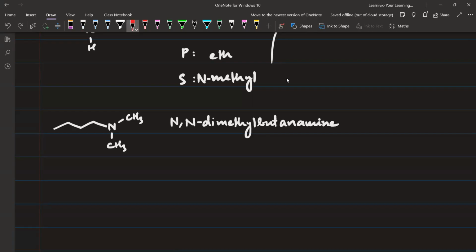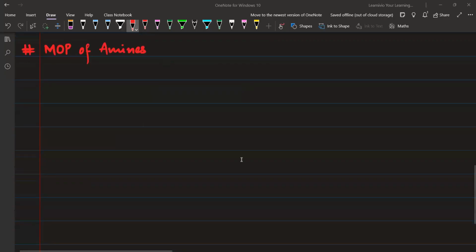After this, you can write the heading MOP of amine. Waiting for Amna. Yeah. Each of the methods of preparation is very important, है ना? Right, the first one, that is the reduction of nitro compounds.